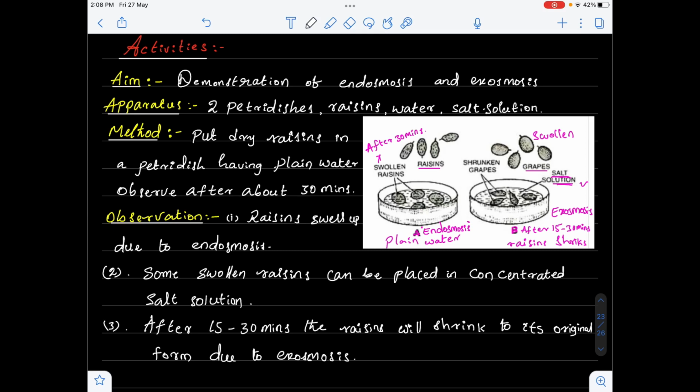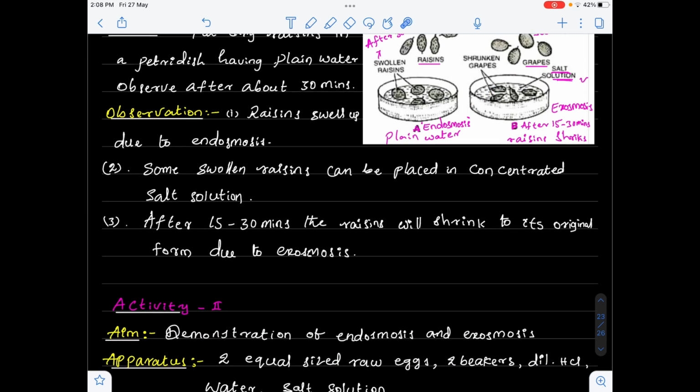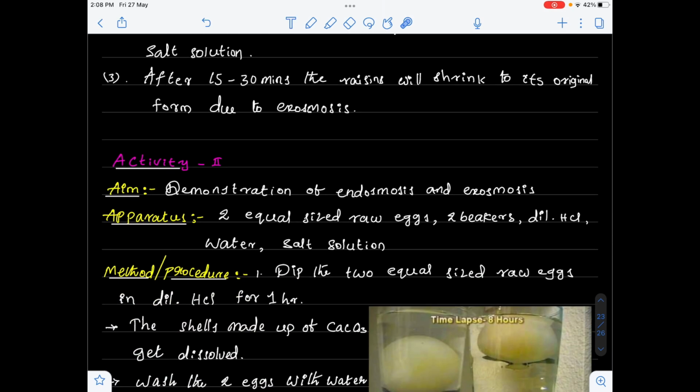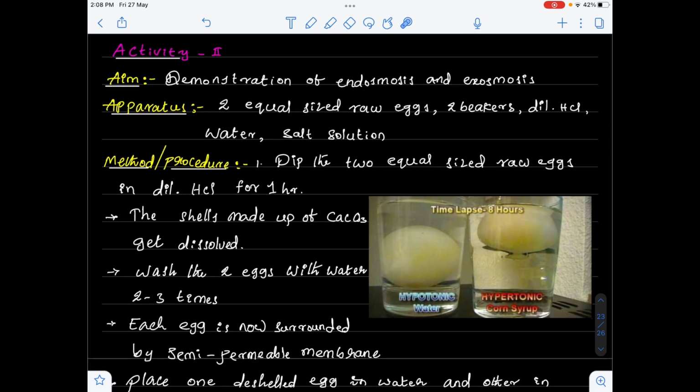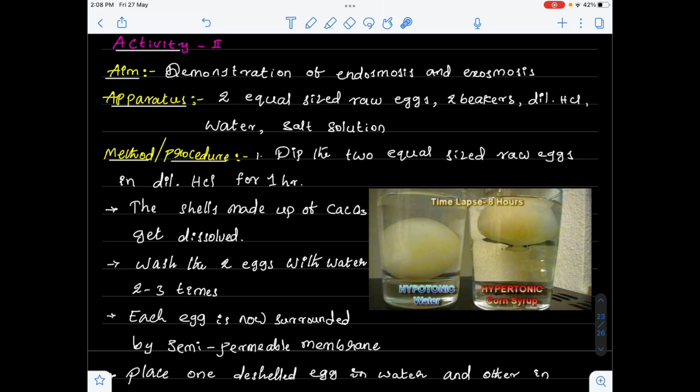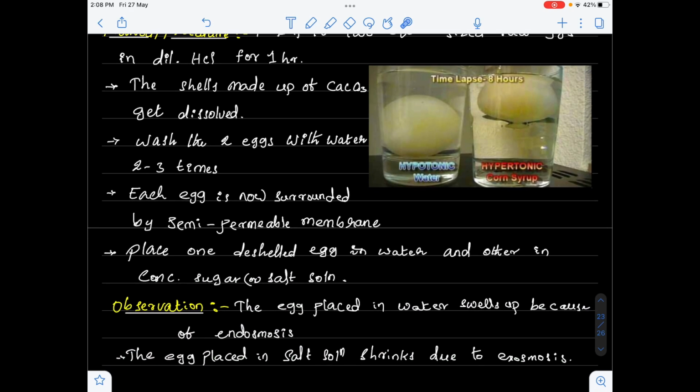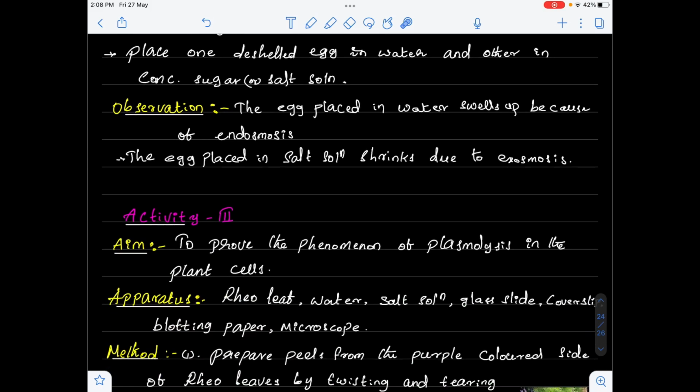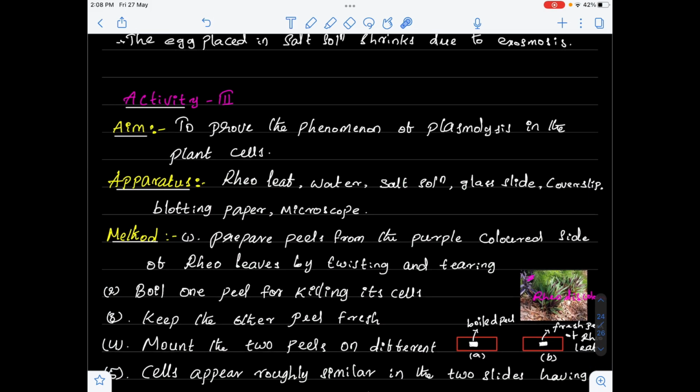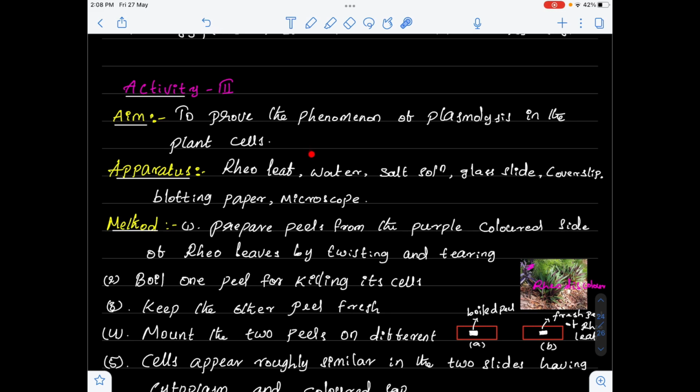This is about the demonstration of endosmosis and exosmosis with dry raisins. Next, demonstration of endosmosis and exosmosis with de-shelled eggs placed in hypotonic and hypertonic solutions, and plasmolysis in plant cells.